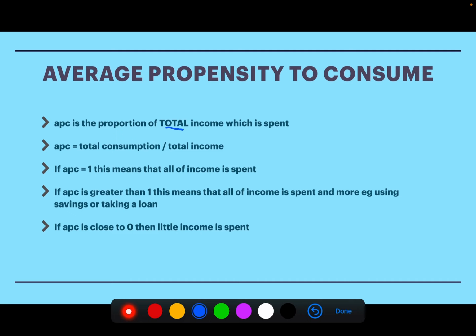If average propensity to consume is greater than 1, looking at the numbers, that means that your total income might be 100 and your total consumption might be 120. So that means that you're spending all of your income and you're spending more than your income. So maybe you're using up savings, or maybe you're getting into debt, maybe taking out a loan. If average propensity to consume is close to 0, then that means little income is spent. So I'm sure we all know some people that don't spend anything. Their average propensity to consume is going to be 0 or close to 0.